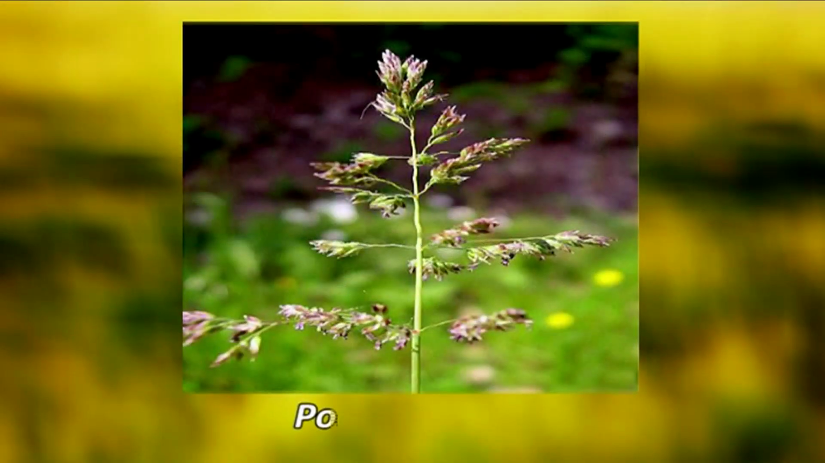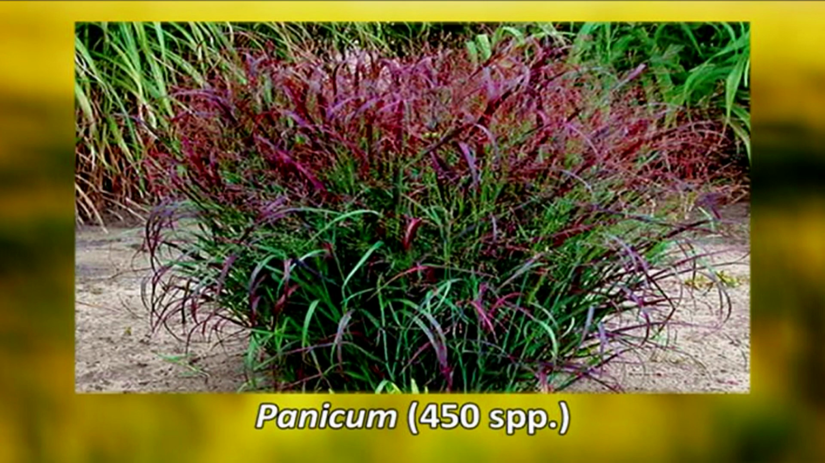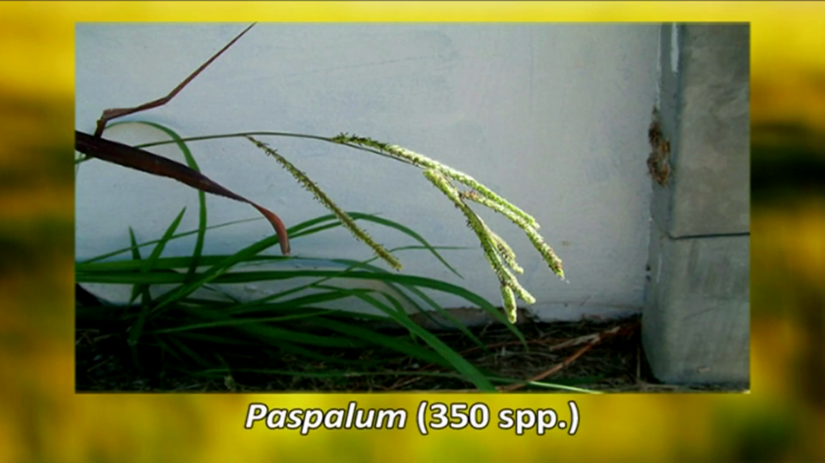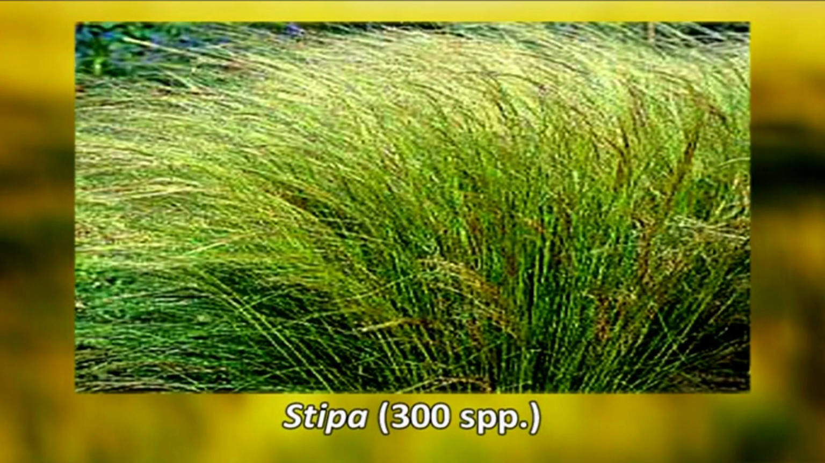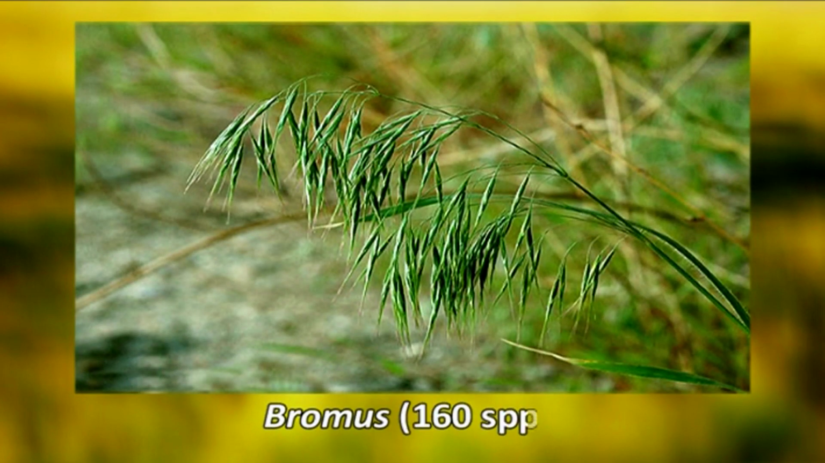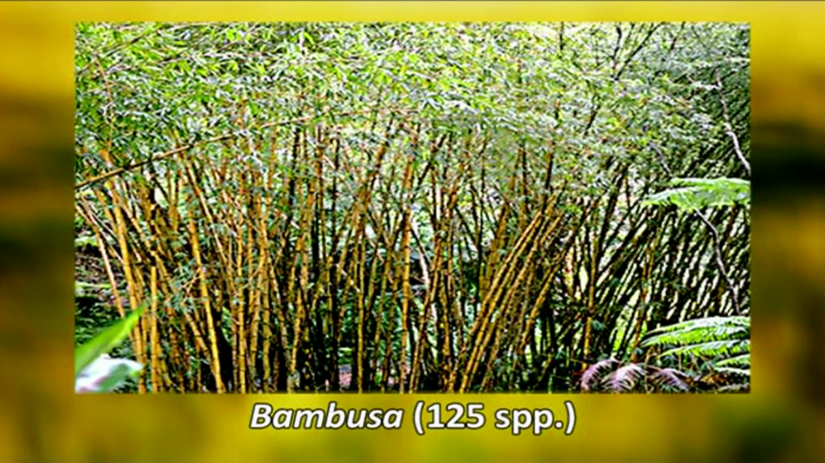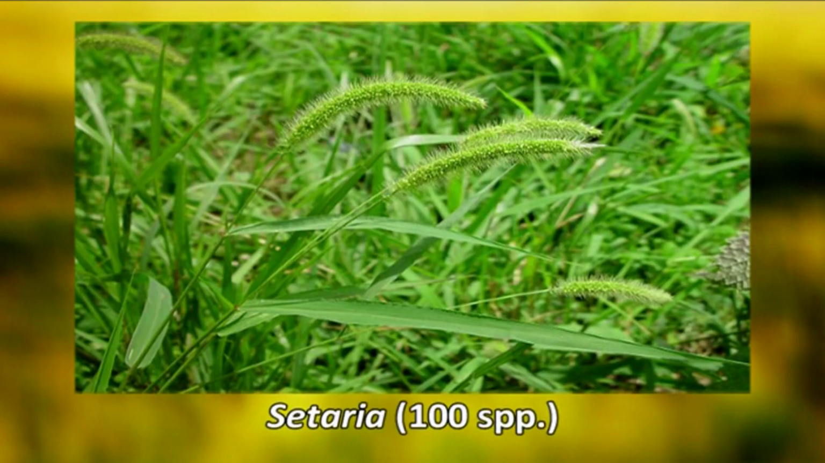Some of the species-rich genera in this family are Poa, 500 species, Panicum, 450 species, Festuca, represented by 430 species, Paspalum, 350 species, Stipa, 300 species, Bromus, 160 species, Elymus, 150 species, Bambusa, 125 species, Setaria, 100 species. These were some of the species-rich genera in this family.